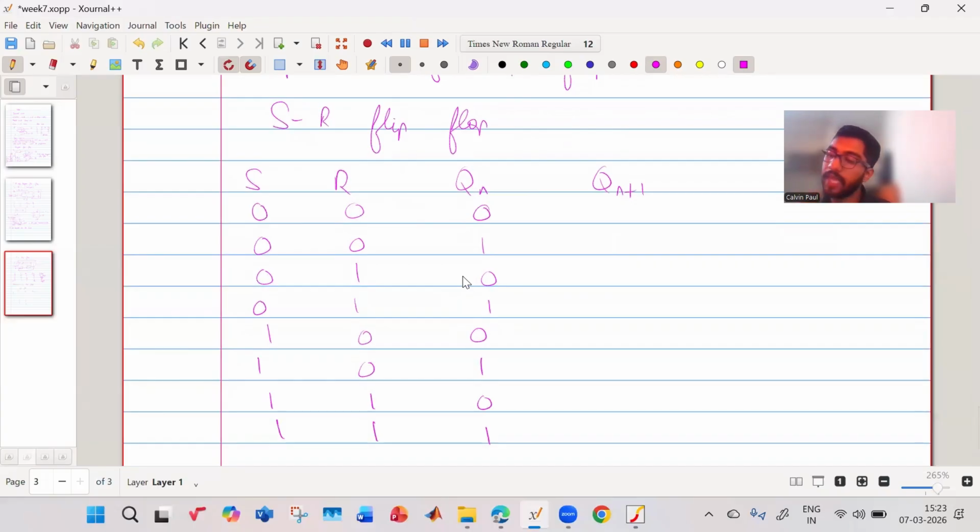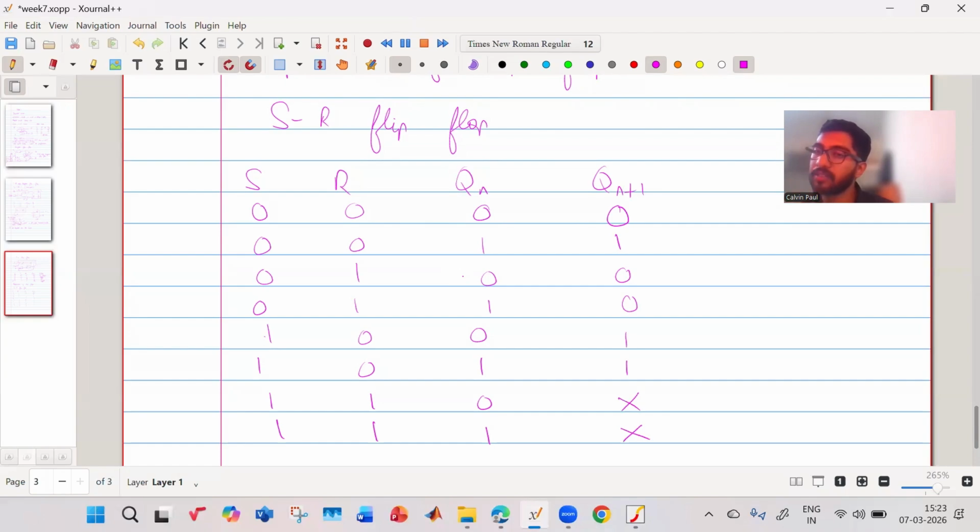Now, S is 0, R is 0, Qn plus 1 will be same as Qn, so it will be 0. And if Qn is 1, then it will be 1. But if S is 0, R is 1, whatever may be Qn, the output will be 0. So it is 0, 0. If S is 1, R is 0, then output will be 1, 1. So it is 1, 1. If S is 1, R is 1, the output is not defined. So we mark it as X.